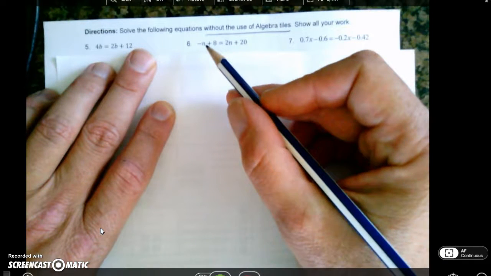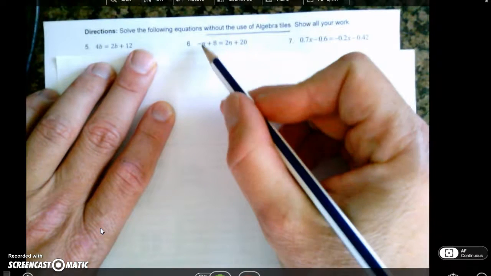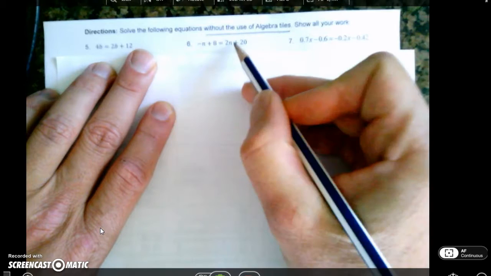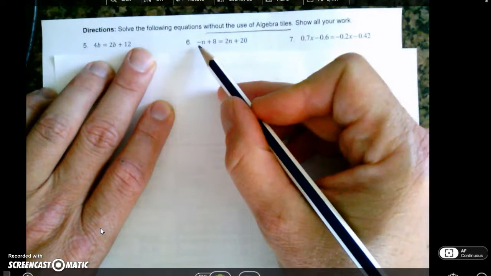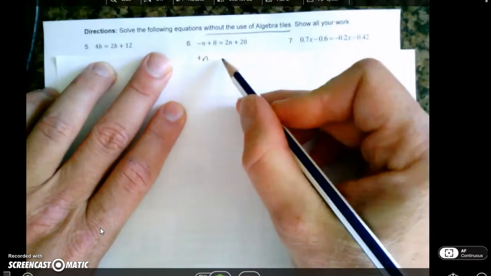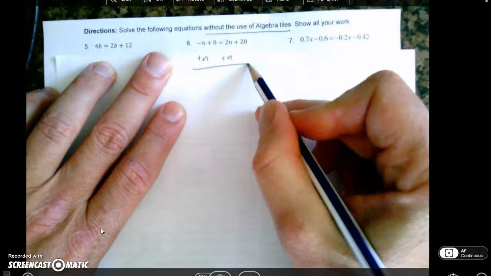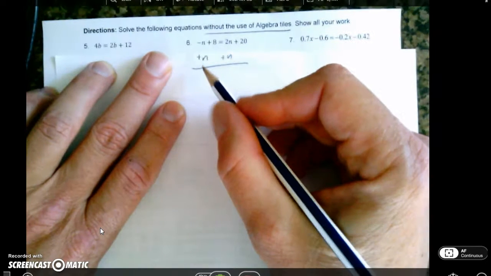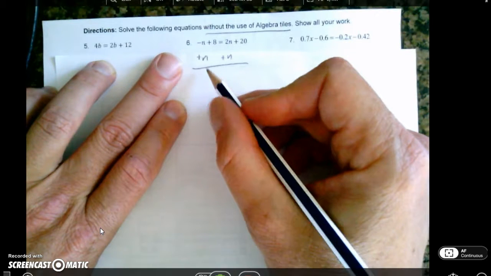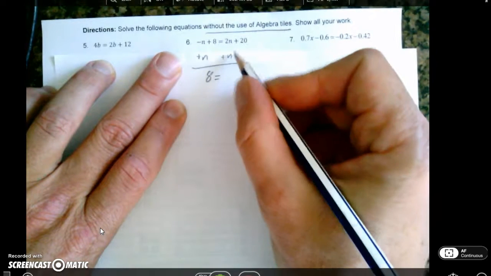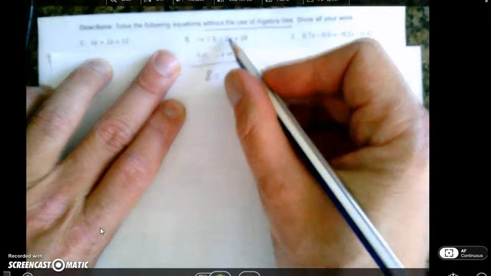Okay, so you have choices here. You can either add that n to both sides or subtract those n's from both sides. I'm going to choose to add n to both sides here. And that leaves me with 8, because those cancel, equals 2n plus n is 3n plus 20.